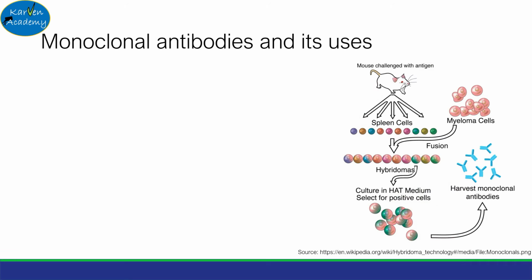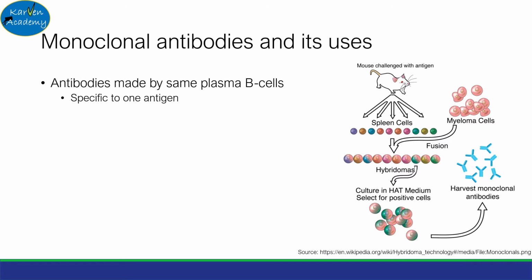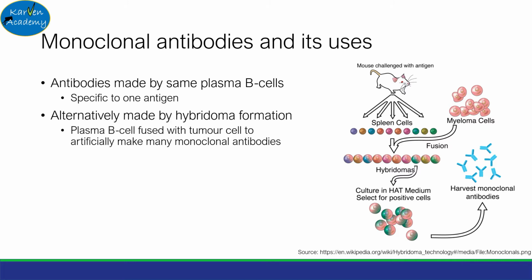Now, I've shown previously that monoclonal antibodies are antibodies that have the same size, shape, and variable region. These antibodies are made by plasma B cells. Due to their identical nature, the antibodies are specific to one antigen only. Monoclonal antibodies can be made artificially via the formation of a hybridoma, which you may remember from GCSE.